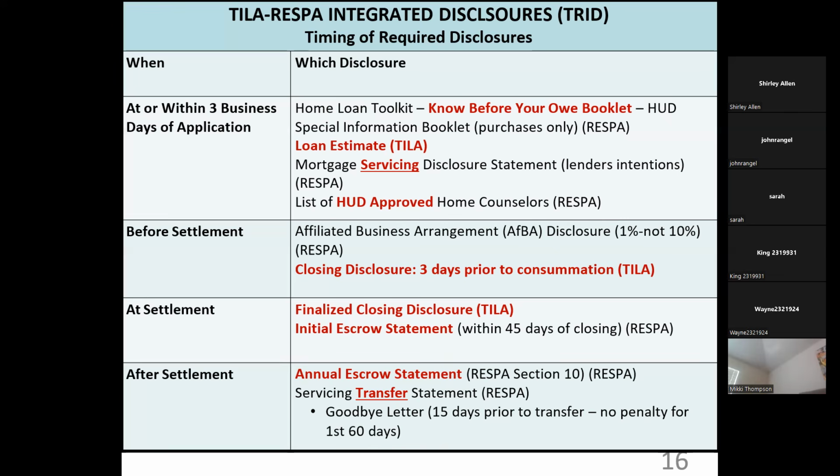After closing or after settlement, there's an annual escrow statement. RESPA Section 10 will send that out. RESPA says they can send that out after the loan closes.